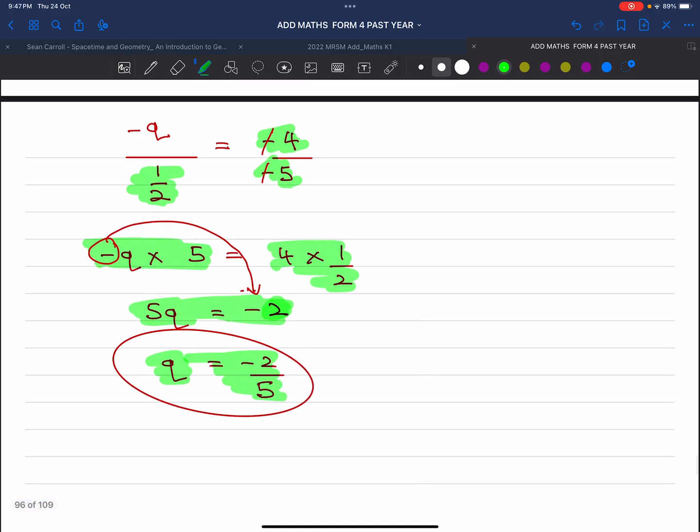Just to make it clear, this negative here I cancel by multiplying by negative on both sides. Negative and negative becomes positive, and positive and negative becomes negative. So finally our answer q is negative 2 over 5, which is our answer for part B.